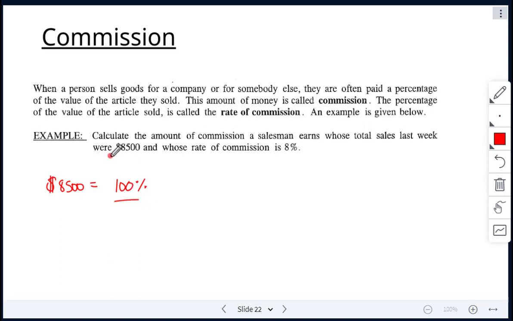But the salesman gets a commission of 8%, and we're solving for X. We are solving for the actual amount of commission in dollars. All right, so cross multiplying, we're going to multiply the two numbers diagonal. So 8,500 times 8, and we're going to divide that by 100. Okay, and that gives me $680.